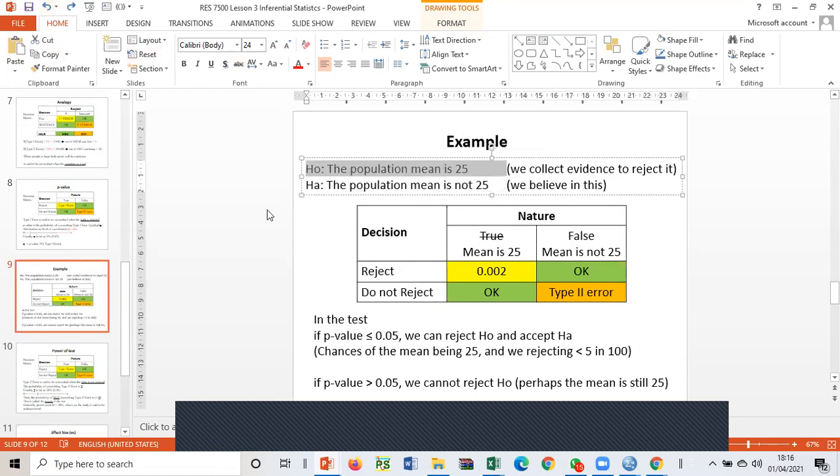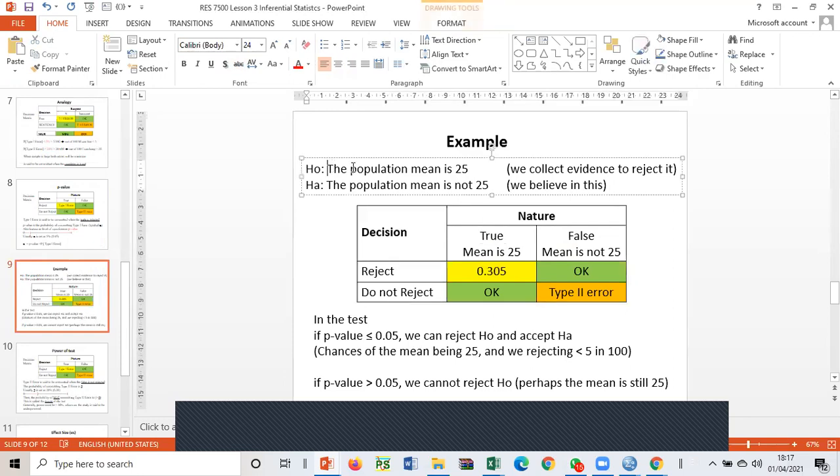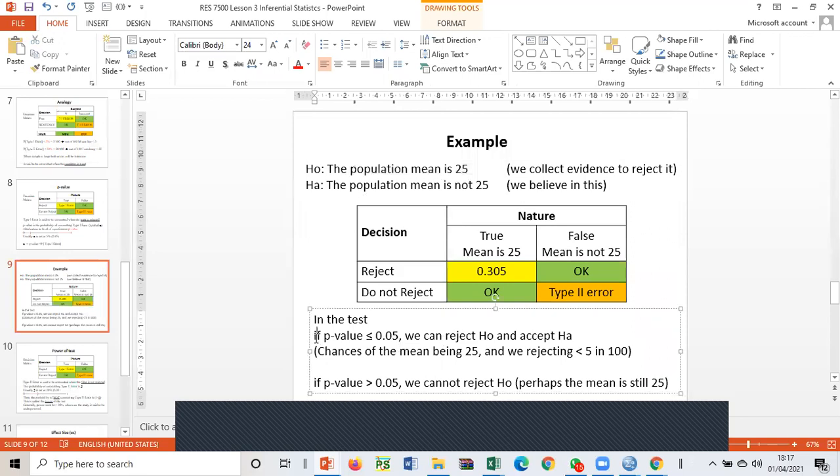If the p-value is 0.305, now what's the conclusion? This being true and you're rejecting it, there's a very high probability of being wrong. Most likely, we should not reject this. We say do not reject this. Okay, the p-value less than 0.05, we can reject H null and accept the alternative. The p-value more than 0.05, we cannot reject H null. Perhaps the mean is still 25.